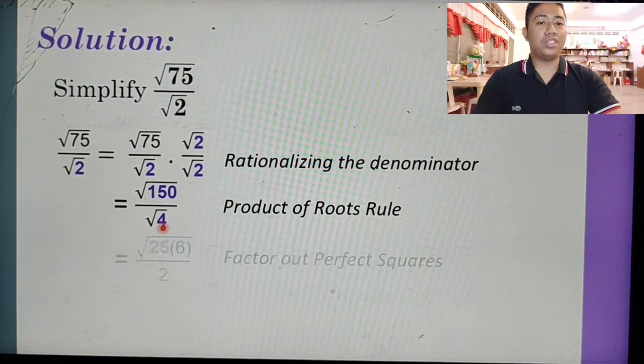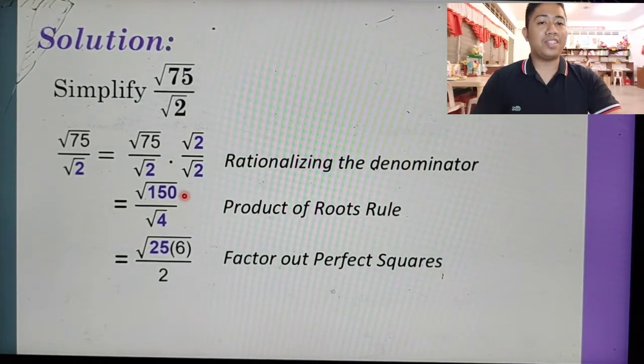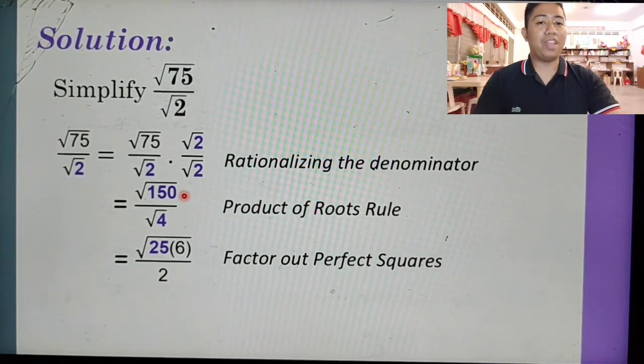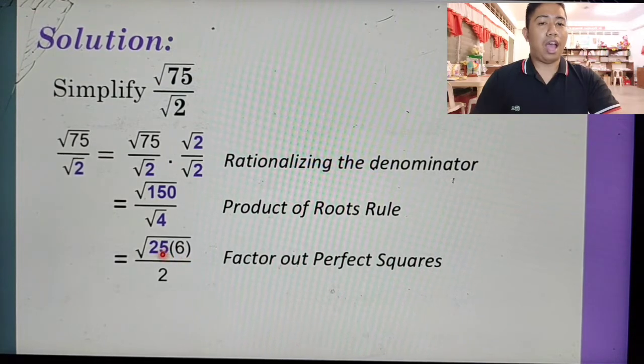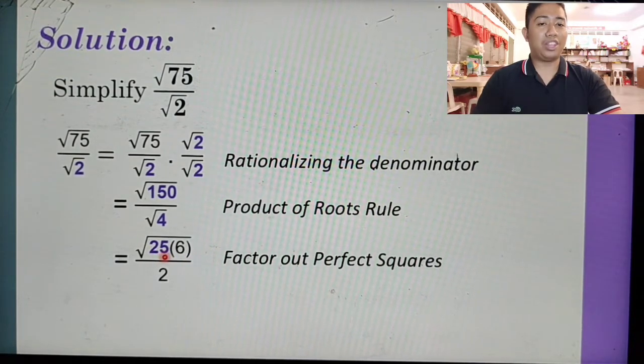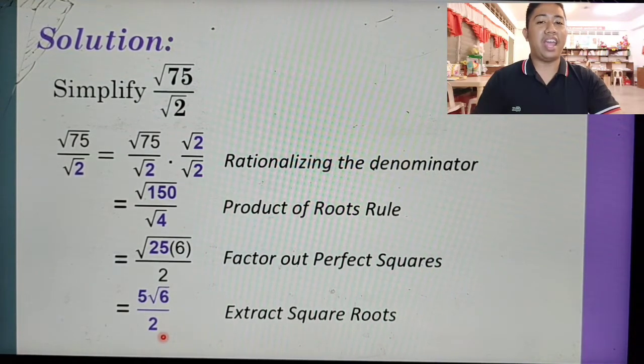The next thing to do is to factor out perfect squares. So we all know the factorization form of 150 by pair of numbers is 25 times 6. So at least we have one perfect square factor that should be eliminated outside the radicand. And after that, you will be going to extract the roots. So we all know the square root of 25 is equal to 5, and 6 remains inside the radicand. And copy the denominator, which is 2. So 5 times the square root of 6 all over 2, and that is our final answer.